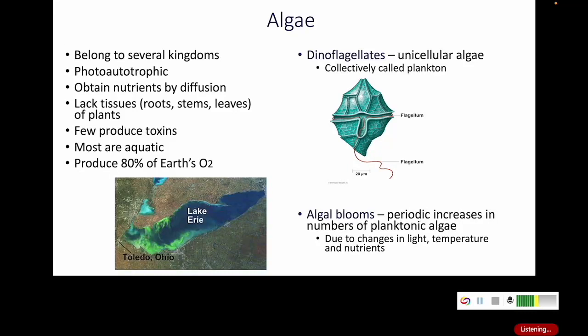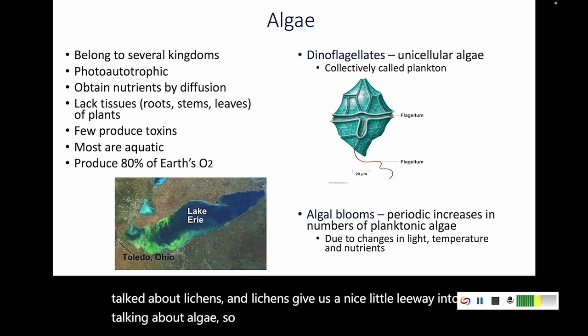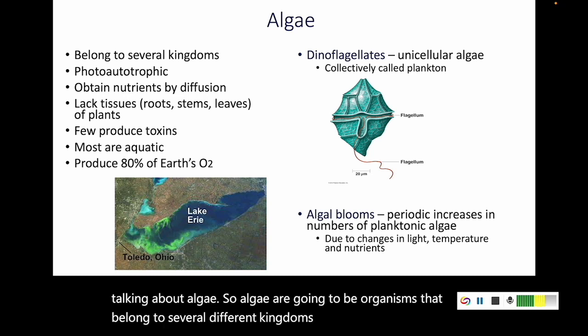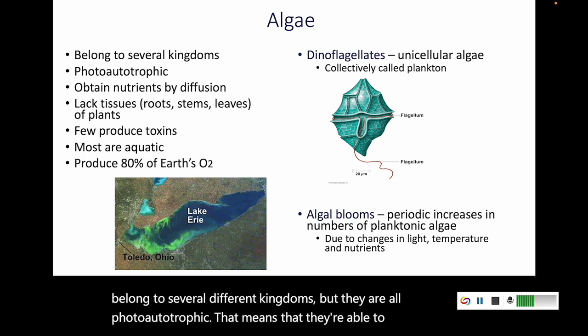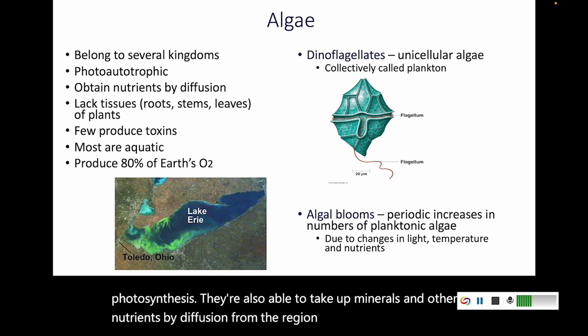Hello, welcome back, class. So we just talked about fungi and we talked about lichens. And lichens give us a nice little leeway into talking about algae. So algae are going to be organisms that belong to several different kingdoms, but they are all photoautotrophic. That means that they're able to perform photosynthesis. They're also able to take up minerals and other nutrients by diffusion from the regions around where they live.